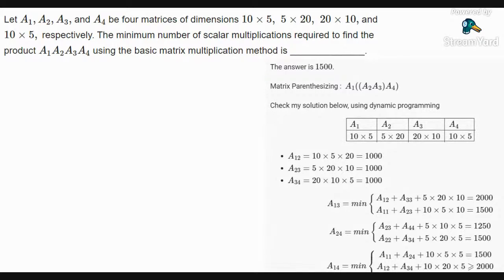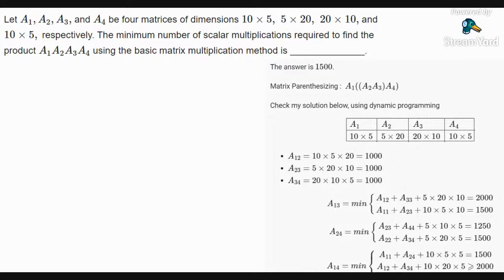After that, finally, we will compute A14. So this is phase one: three subproblems are there, and the difference between i and j is 1. In the second phase of matrix chain multiplication, the difference between i and j is 2, and the subproblems are also 2. In the last phase, only a single subproblem is there. The difference between i and j is 3. So finally, we will be computing A14, which is nothing but the minimum number of scalar multiplications required for the actual multiplication from A1 to A4.